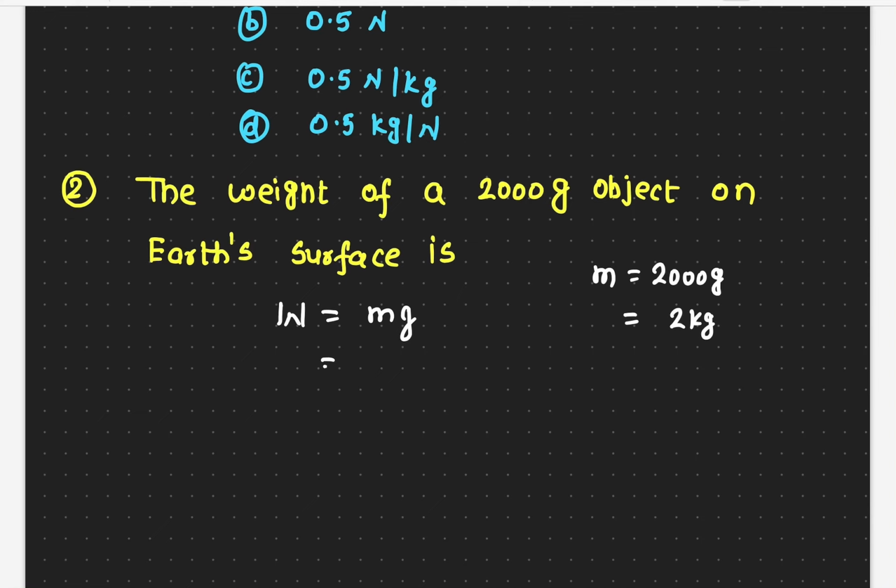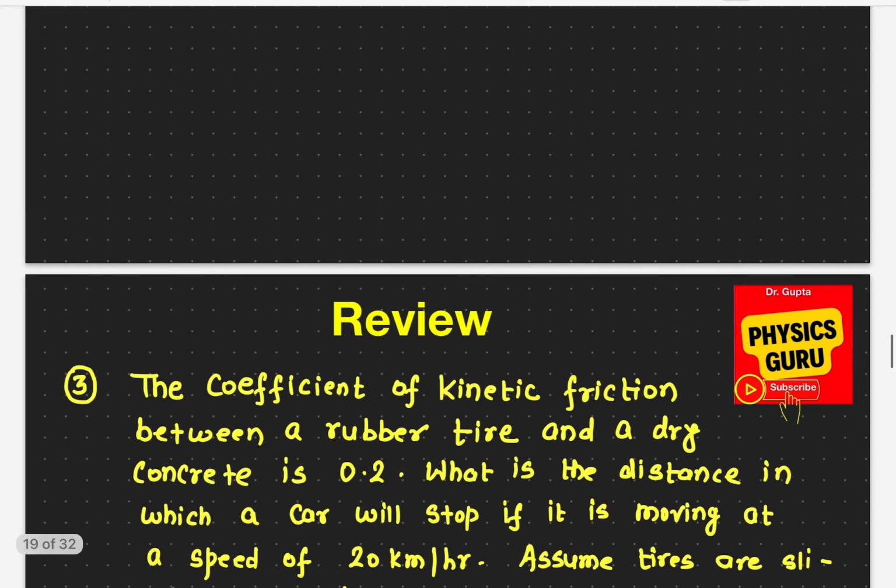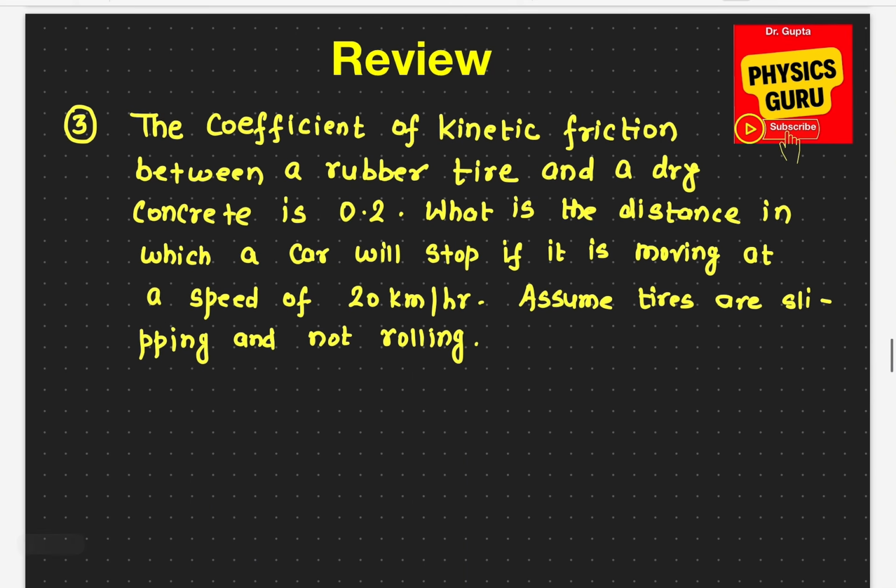The 2000 gram, if you convert into kilogram, will be simply equal to 2 kilogram. So this would be 2 times g, and the g value is 9.8 meter per second square. So the number would be 19.6 Newton. All right, so now let's go to problem number 3.